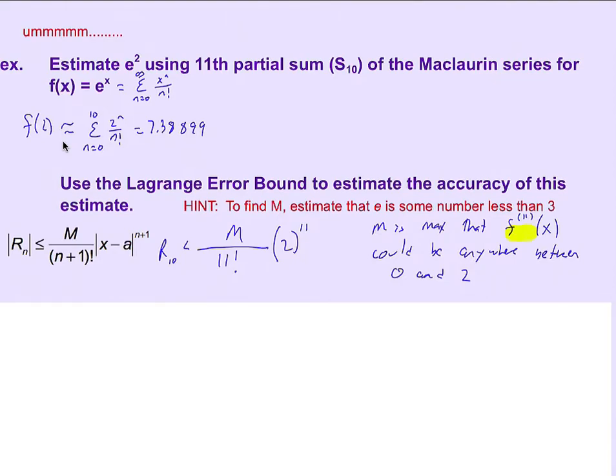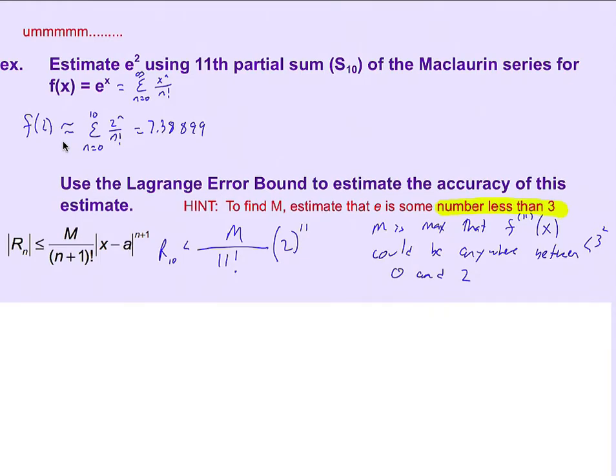Now, we know that the 11th derivative of e to the x is e to the x. So the maximum that this could possibly be, the highest that the 11th derivative of f gets, is e to the second. The problem is, I can't use the number for e to the second while I'm trying to estimate what e to the second is. The whole point is I don't know what e to the second is. So we need to come up with another number to use. And so what we'll say is we know that e is something less than 3. So I know that M is something less than 3 squared.